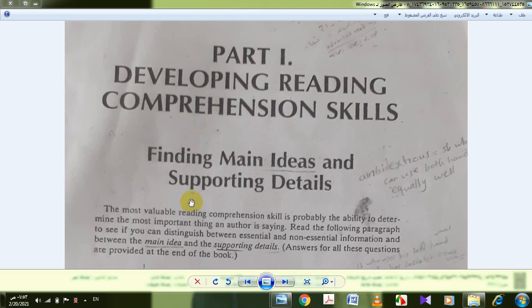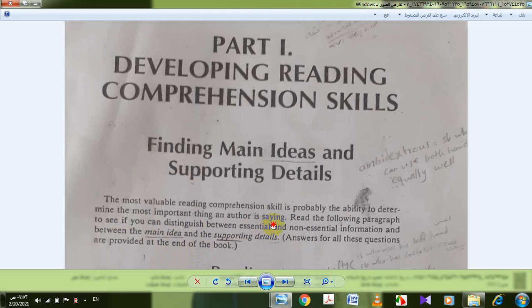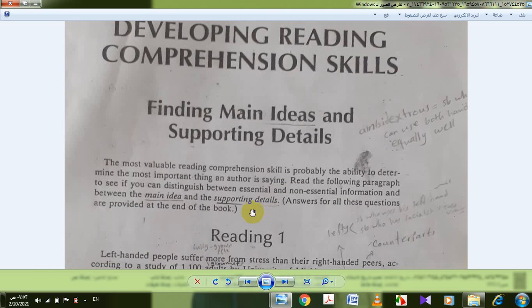The passage, it's not a passage actually, it's just an introduction. The most valuable reading comprehension skill is probably the ability to determine the most important thing an author is saying. Read the following paragraph to see if you can distinguish between essential and non-essential information and between the main idea and the supporting details. So here, the whole idea revolves around distinguishing main idea and supporting details, and even between essential and non-essential information.